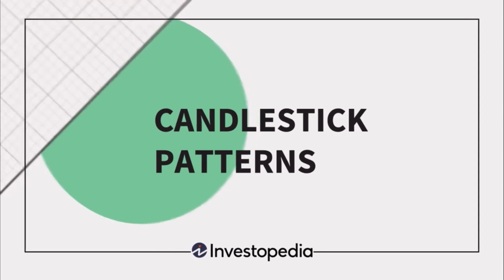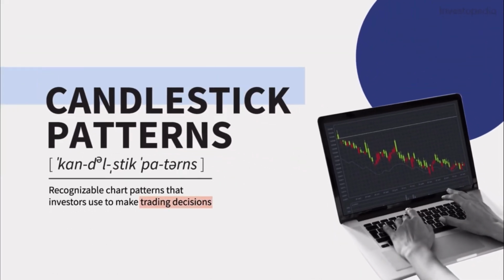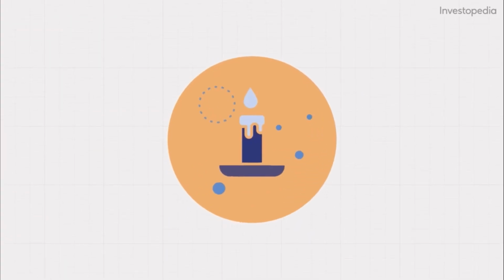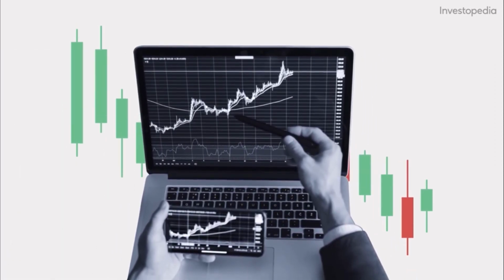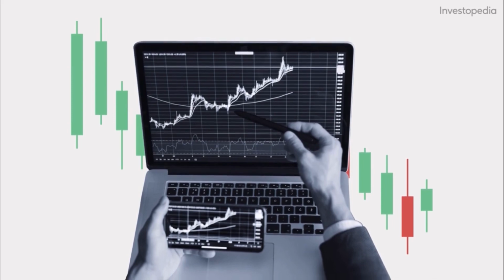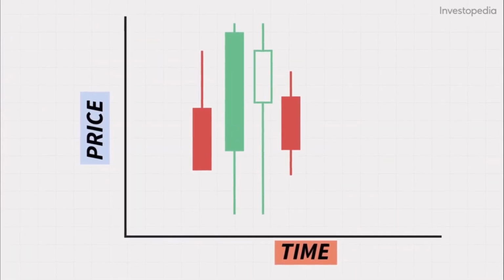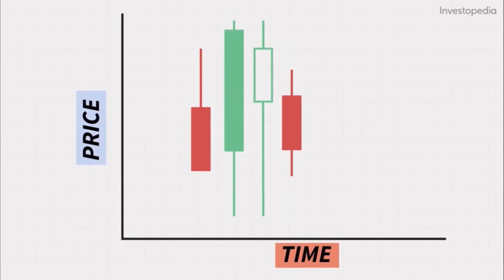Candlesticks are recognizable chart patterns that investors use to make trading decisions. The name comes from their rectangular shape and lines that resemble a candle with a wick. Bullish candlesticks show entry points for long trades and can predict when a downtrend is about to reverse. Candlesticks represent one day of price data for the stock, specifically the opening, the closing, the high, and the low.